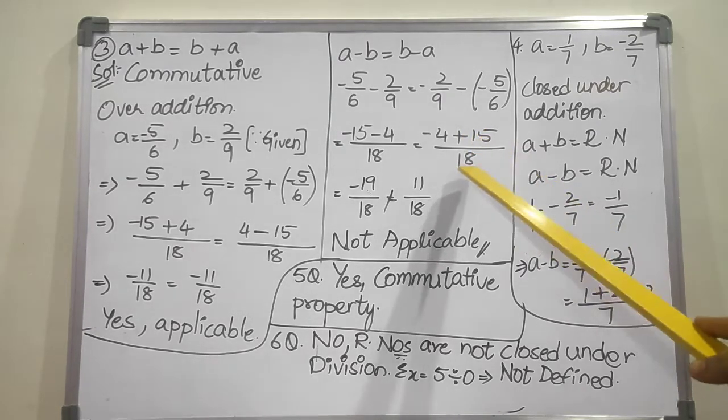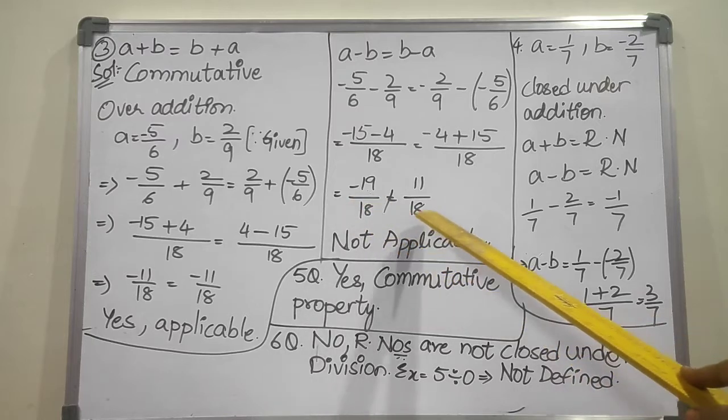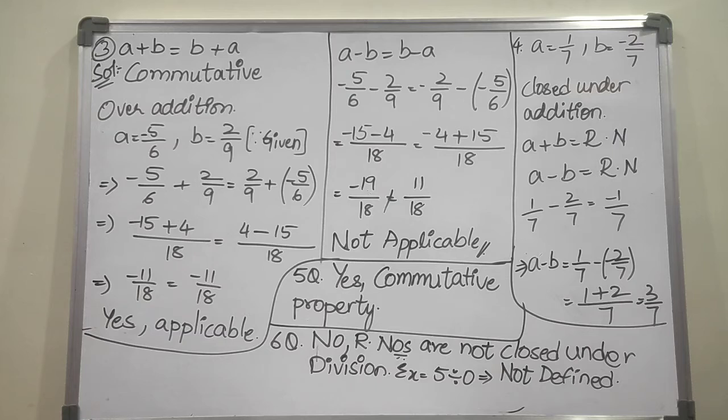Okay. Now here after solving I have got 11 by 18. So here both the LHS and RHS are not equal, so I have got not applicable. Okay, now see the fourth question.